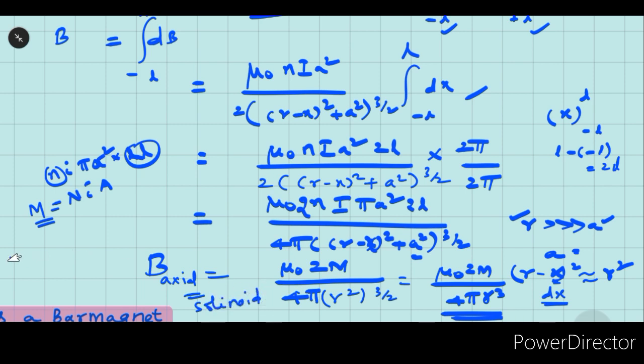This expression is similar to the bar magnet at the axial line, which is equal to mu naught into 2m divided by 4 pi r cube. So the solenoid can behave as a bar magnet, so we can use this solenoid to produce the magnetic field in electrical circuits.